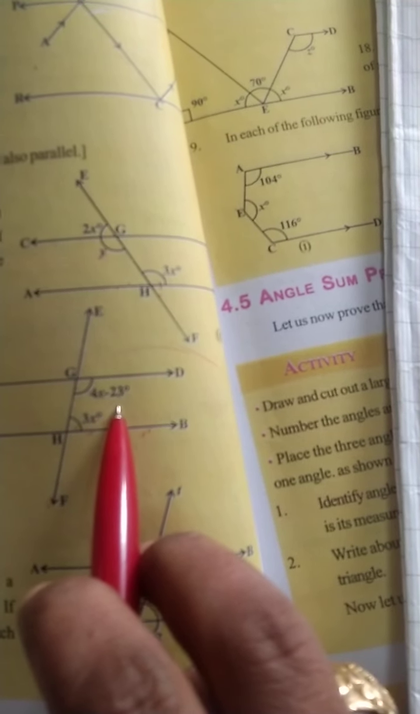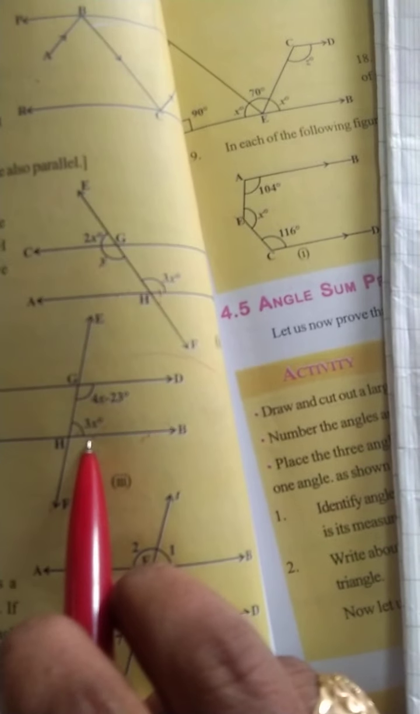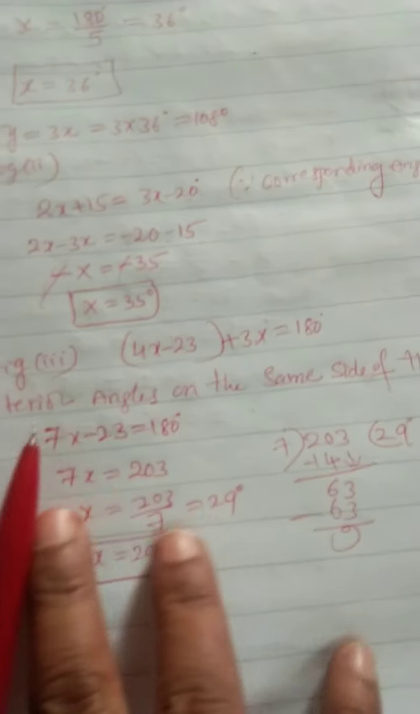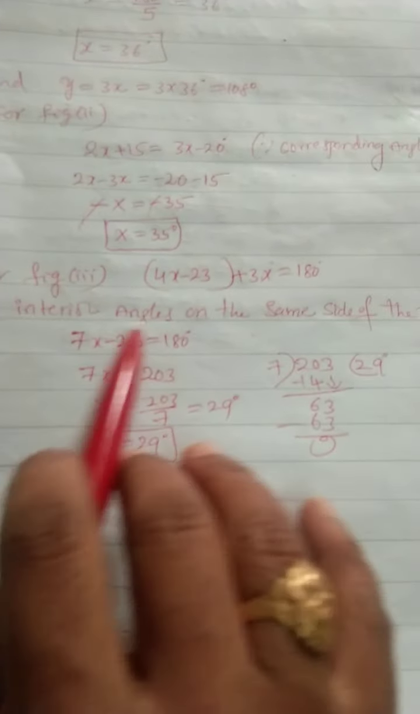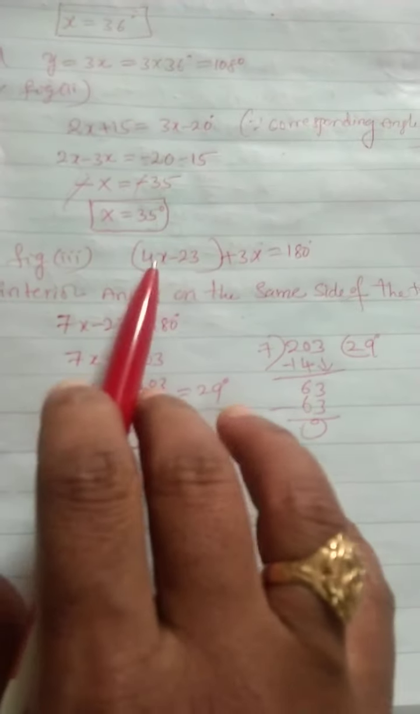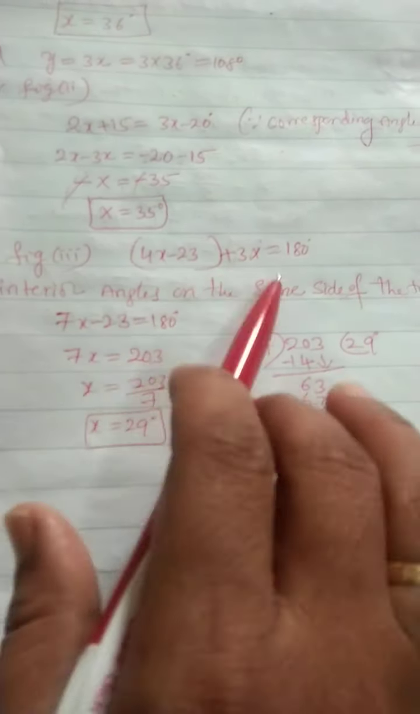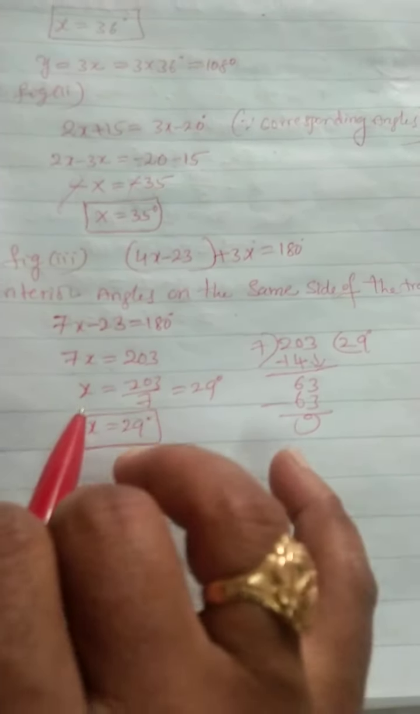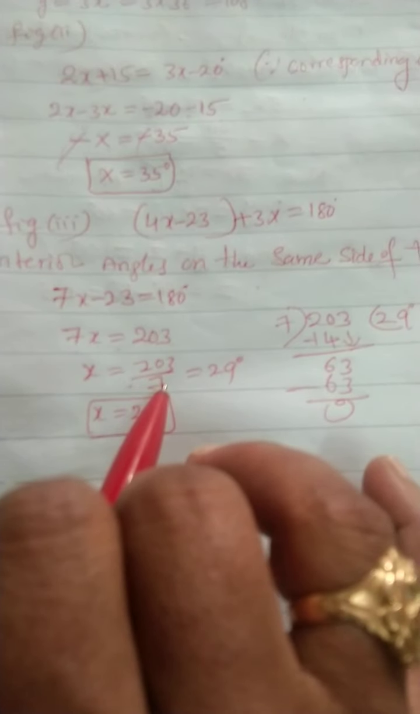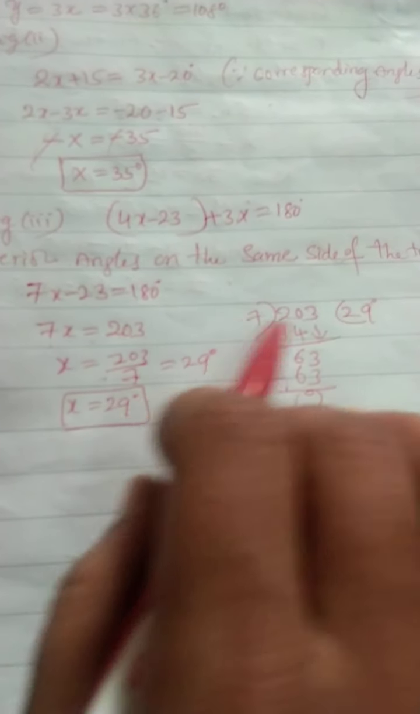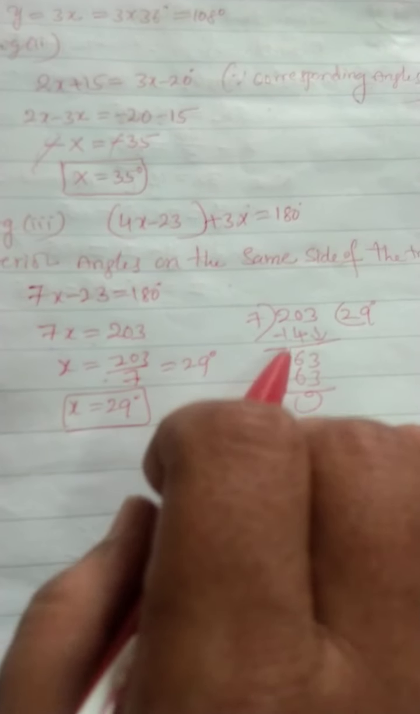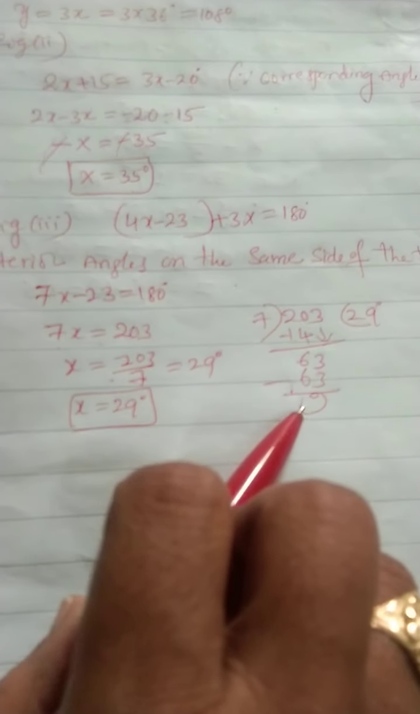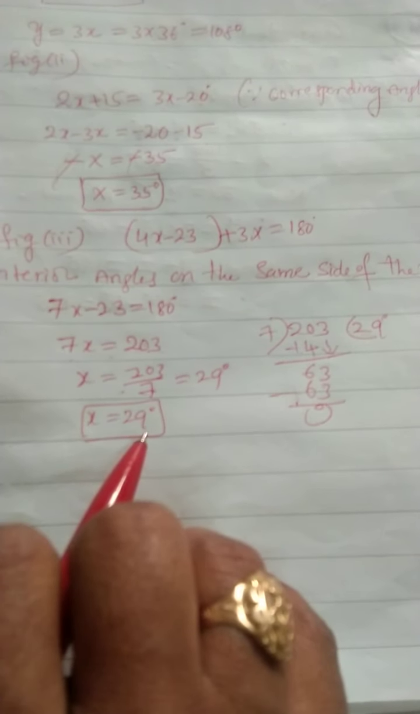So 4x minus 23 plus 3x is equal to 180 degrees, we can write. That is what I wrote here, the two angles' sum should be 180 degrees, and the reason also. See, 4x plus 3x is 7x, minus 23 is equal to 180. 7x is equal to 180 plus 23, you will get 203. x is equal to 203 by 7. If you do the division, 7 4s are 28... 2 sevens are 14, 6 is the remainder, carry down 3, 7 9s are 63, remainder is 0. So x is equal to 29.